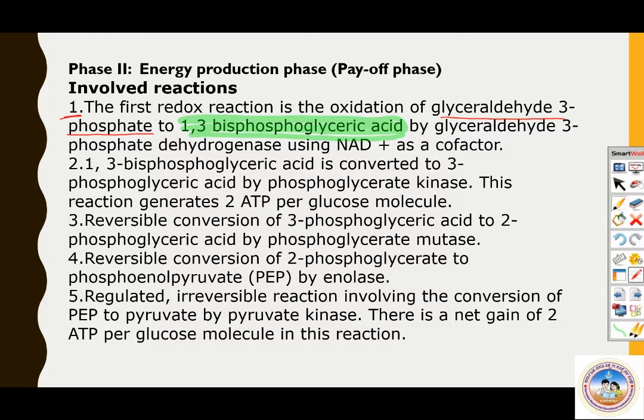By what enzyme? So the enzyme is different here. What is the enzyme? The enzyme is nothing but glyceraldehyde 3-phosphate dehydrogenase. Am I clear to you? So the first redox reaction is the oxidation of glyceraldehyde 3-phosphate to form 1,3-bisphosphoglyceric acid by glyceraldehyde 3-phosphate dehydrogenase. And here it uses the cofactor NAD+. Okay? So that's your first step.